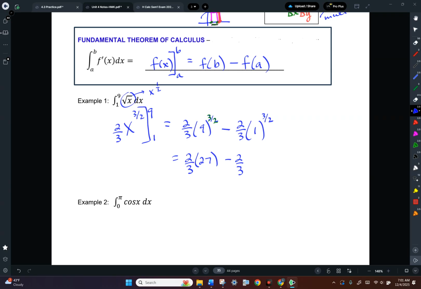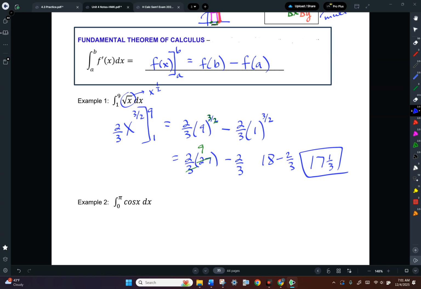And so if I want to actually simplify this, and by the way, these are usually multiple choice questions, so you will have to simplify it, unlike a free response, where you don't have to simplify. So if I simplify, let's see, 3 goes into 27 9 times. So I actually have 18 minus 2/3, which is going to come out to be 17 1/3.